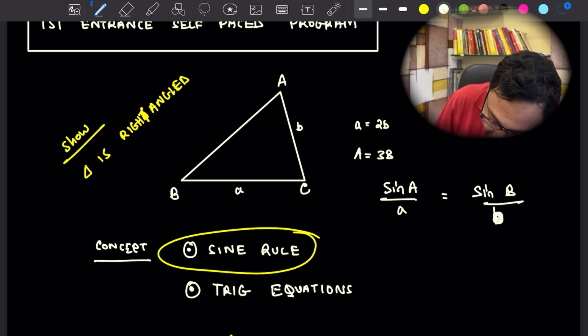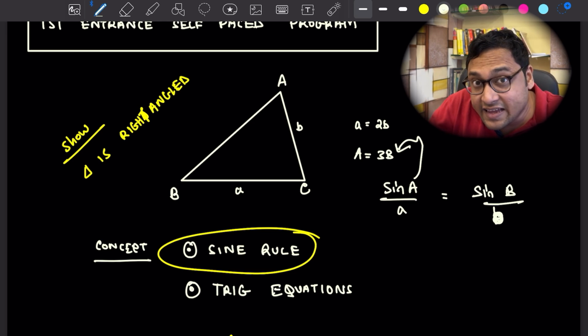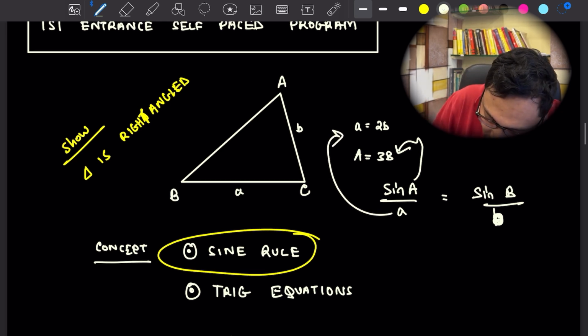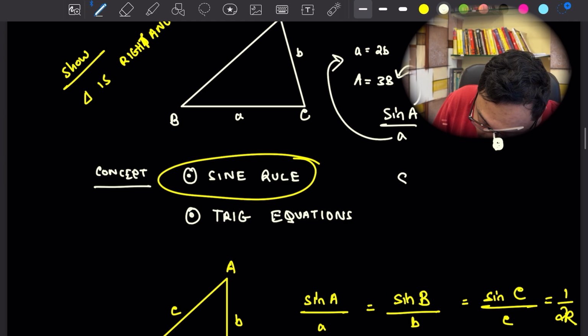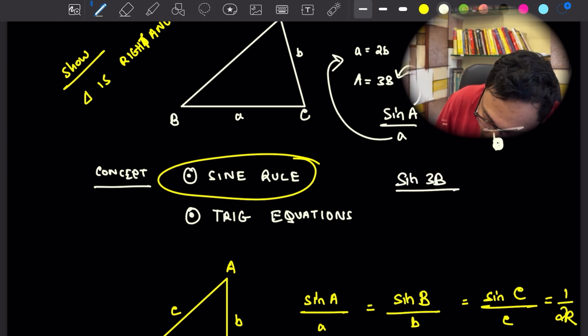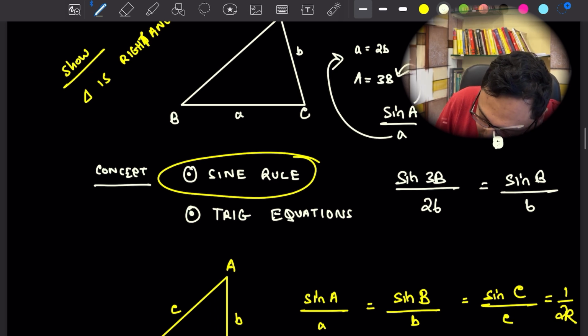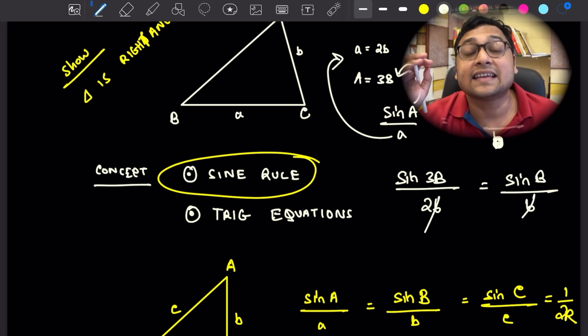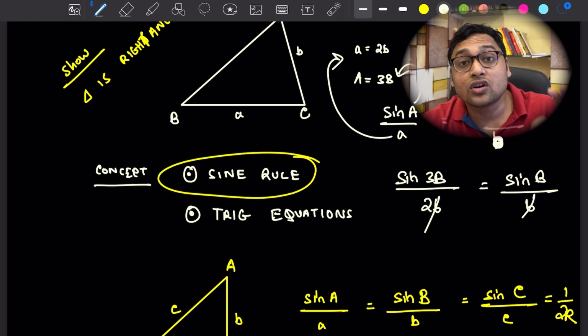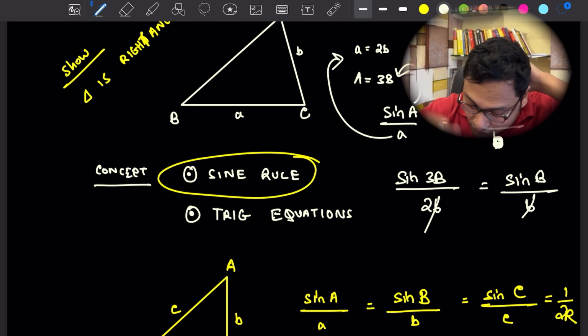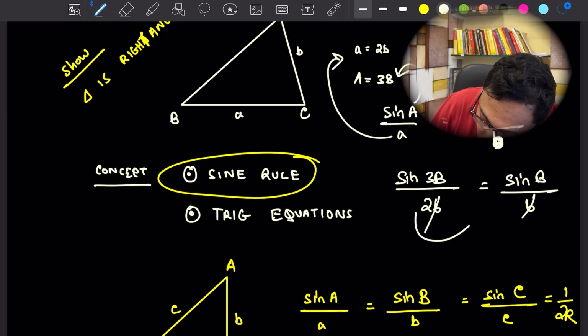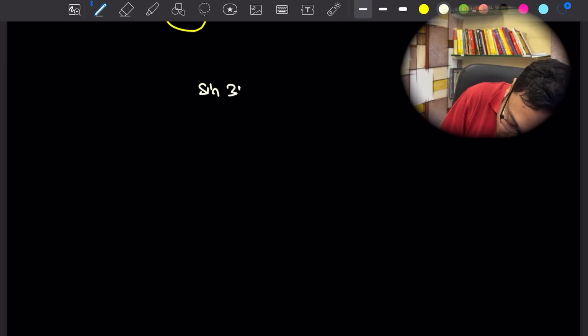But we know that angle A is 3 times b, and small a is 2b. So we can replace that. So we have sine of 3b by twice small b equal to sine of b by small b. Okay, so b and b cancel off. We can cancel it off because small b is not 0, of course. And what we have is sine 3b is equal to twice of sine b.